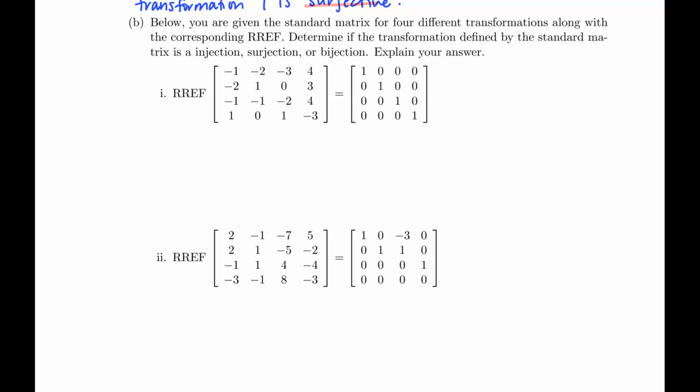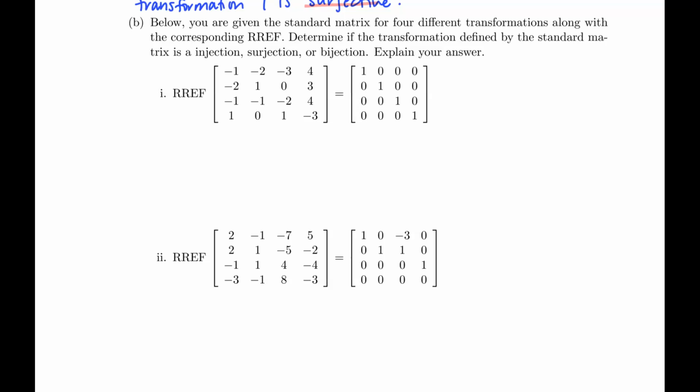I did not intend B to be a trick question by leaving off the "neither" or "none of the above" option. I also didn't intend for 3 of the 4 standard matrices here to result in transformations that were neither injective nor surjective. Oops, but it shouldn't have mattered.